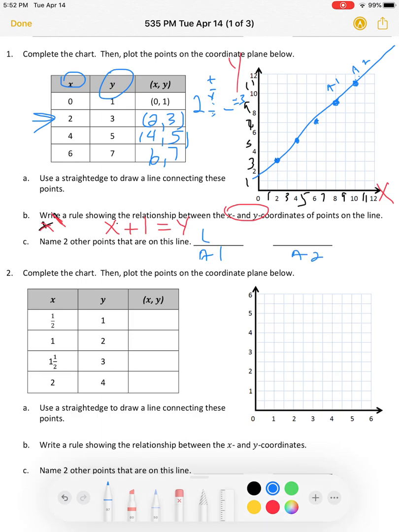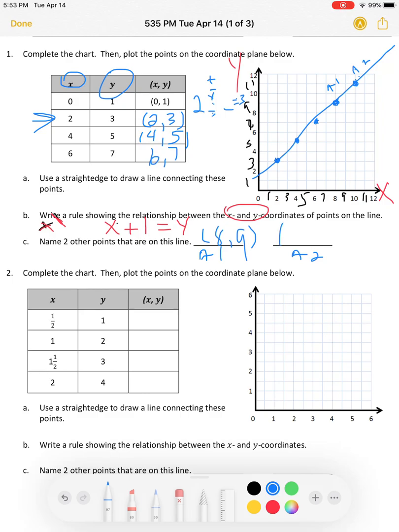We know that when we name coordinate pairs, we put them in parentheses, and there's a comma that separates the x from the y. So for A1, where does it sit on the x-axis? On the x-axis, A1 sits on the number 8. So the value for x for A1 would be 8. Now let's look at the y-axis for A1. A1 is here, the y-axis is here, and that value is 9. So y equals 9 for A1. So the coordinate pair for A1 would be 8, 9.